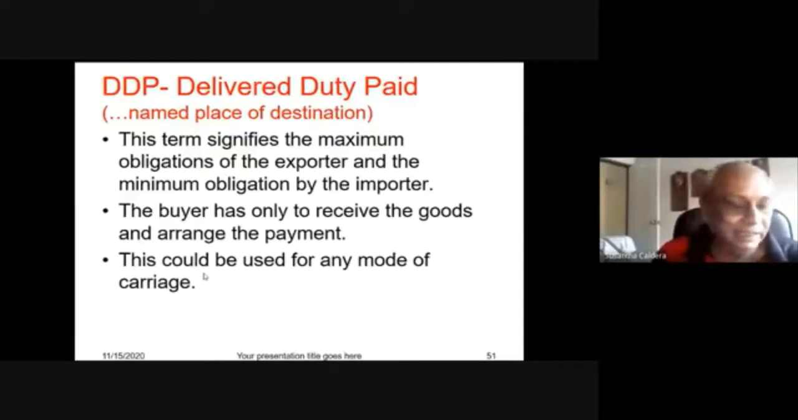Origin or destination. There are 11 Incoterms. You have to memorize where each one falls, whether it is origin or destination. For example, EXW origin, FCA origin, CPT destination, CIP destination, DPU destination, DAP destination, DDP destination.